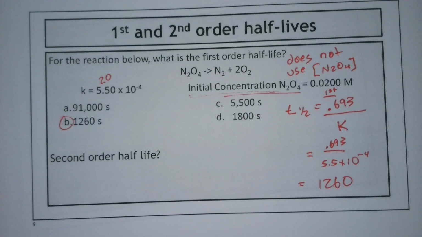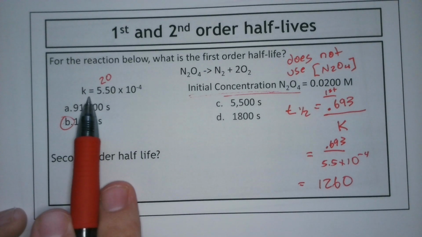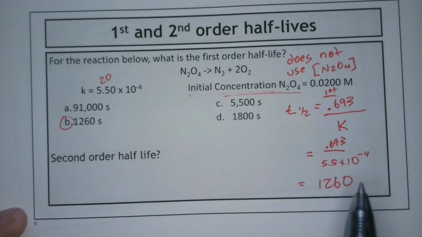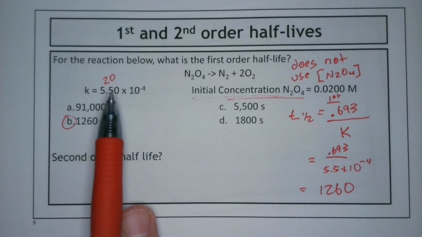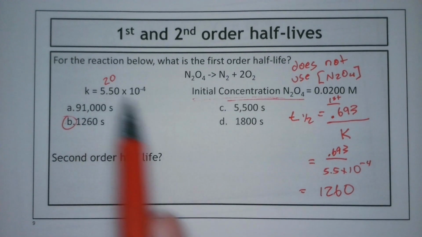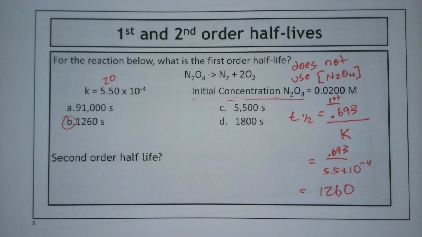Half of your reactant is going to react incredibly quickly. So the higher K is, actually the shorter the half-life is. But that just kind of tells you how fast the reaction occurs. And the smaller K is, the slower the reaction happens, and the bigger the half-life is.